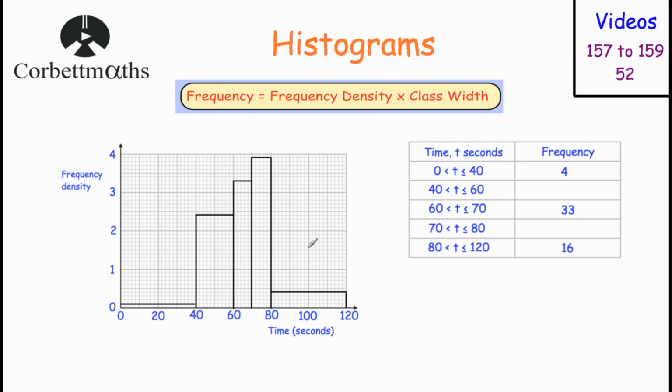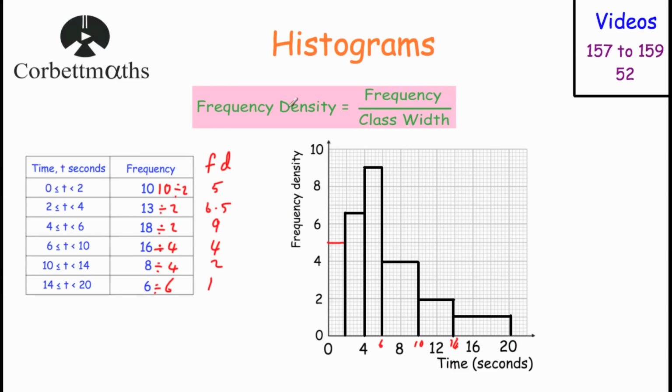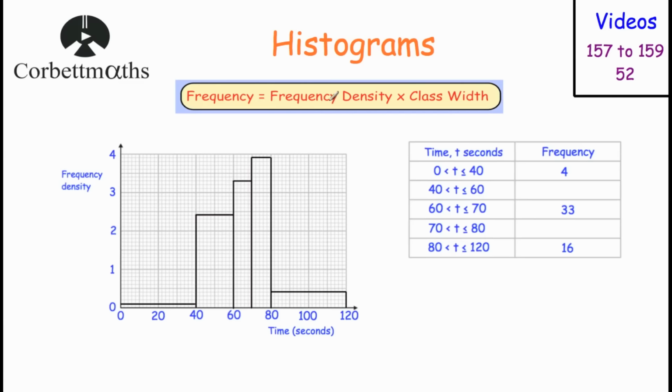Now sometimes we're given a histogram and we might need to find out the frequency. If we go back, frequency density was equal to frequency divided by class width. If we wanted to make frequency the subject, we would multiply both sides by class width. So the frequency is equal to the frequency density times the class width. In other words, if you multiply the height of each bar, the frequency density, by its class width, how wide it is, you will find the frequency.